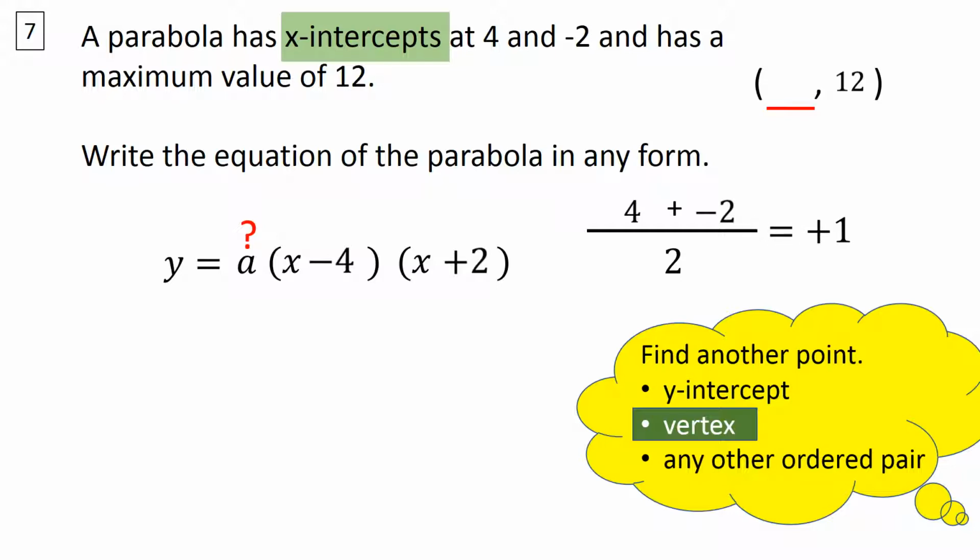Well, how does that help me? Well, now I have an x value that I can plug in for x. I have a y value, 12, I can plug in for y. And now I've got something plugged in everywhere except for a. I should be able to find what a equals.